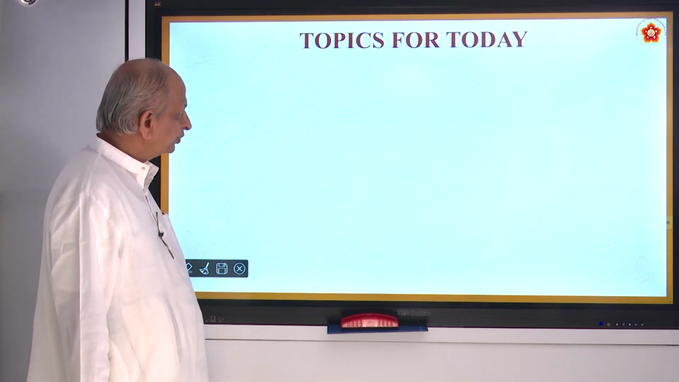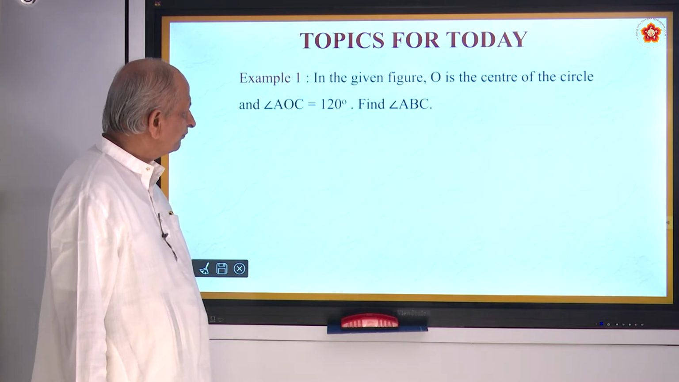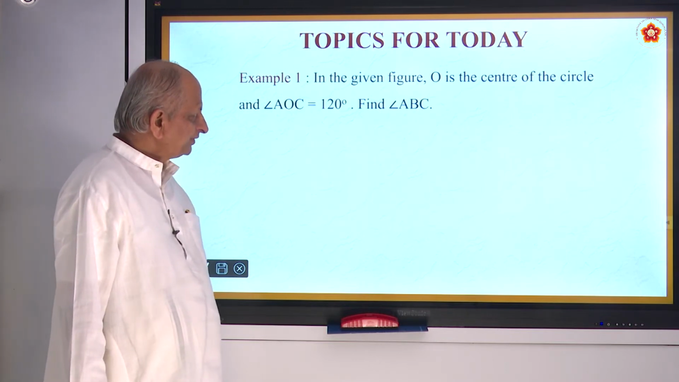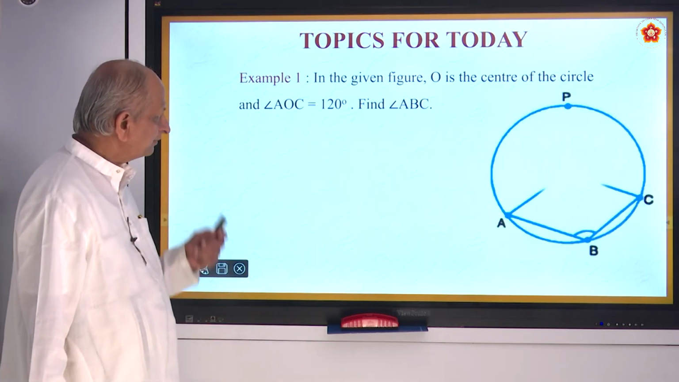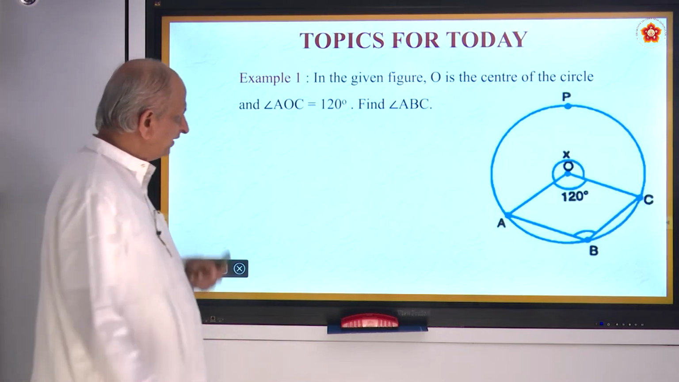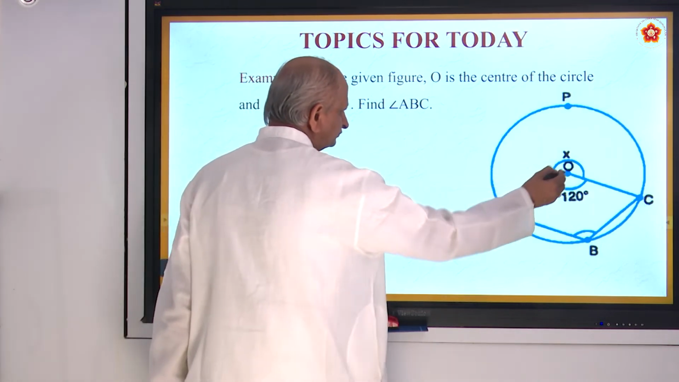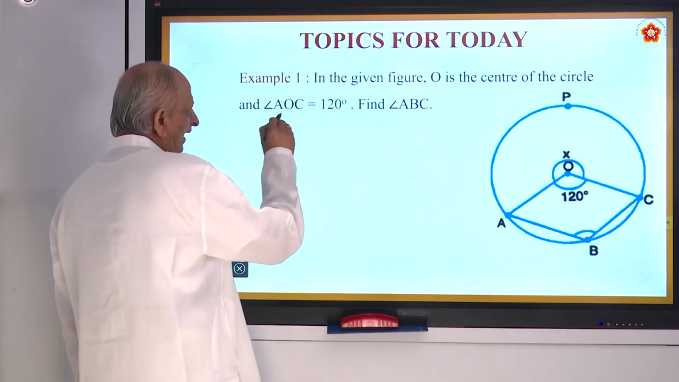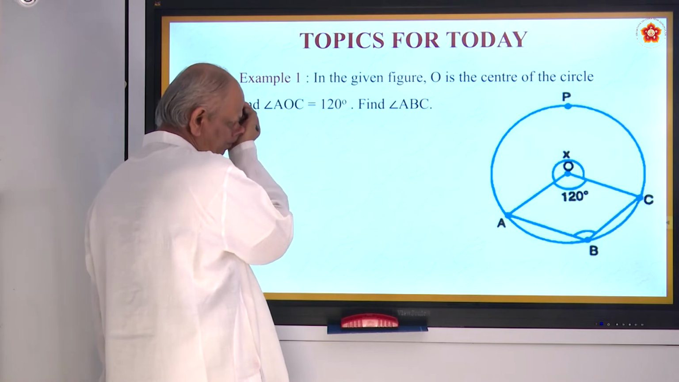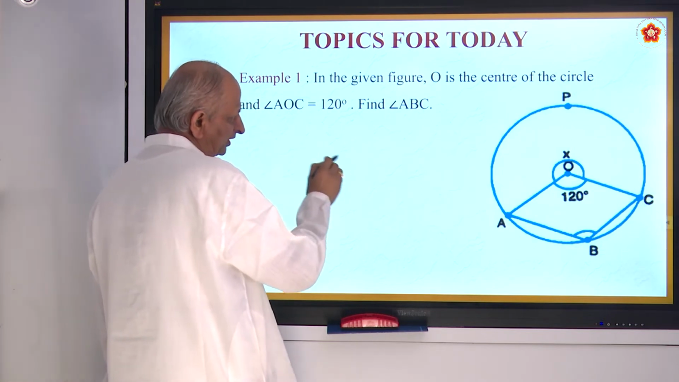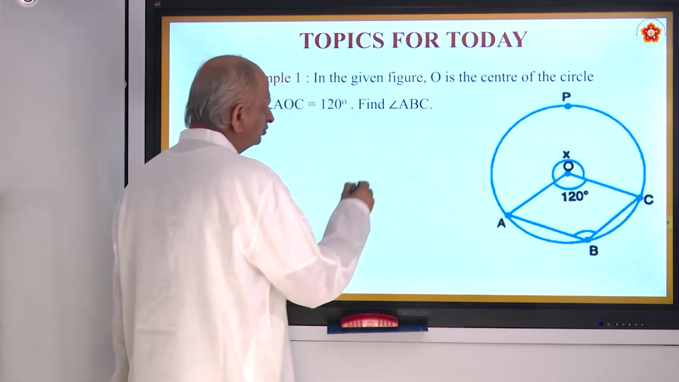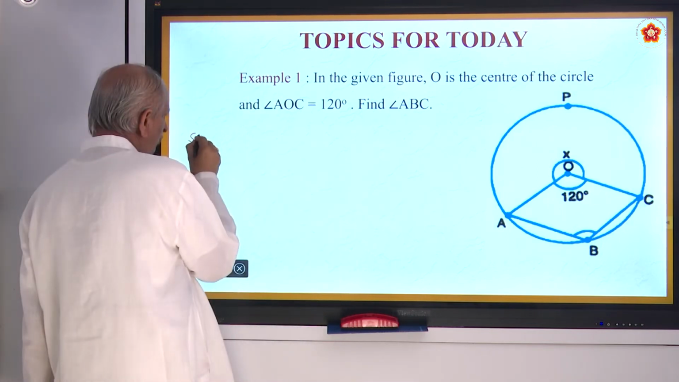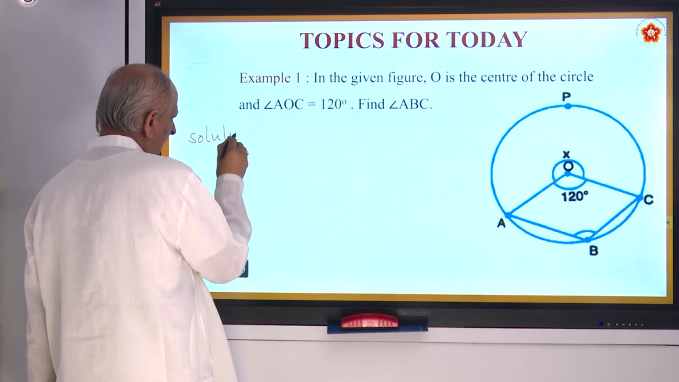Shall we pass on to today's topic? We will pass on some more problems on this. Here is a figure. O is the center of the circle. Angle AOC is 120. They are asking to find ABC. So, what is the solution for that? First you must know the theorem here.